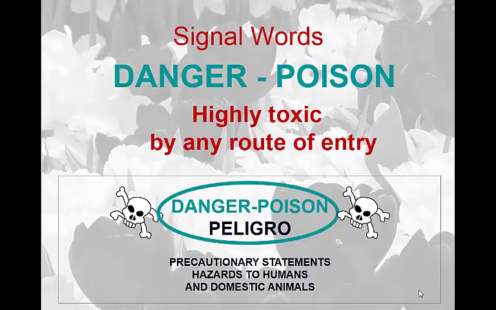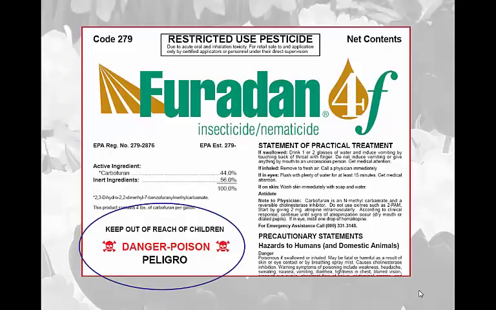So danger-poison is highly toxic by any route of entry. It'll always have the skull and crossbones associated with it, and it's hazardous stuff. You want to really pay attention if you're using a danger-poison chemical. That's what it looks like on the label. I'm going to flip through these labels pretty quick. I have them in the slides so you can look at them.